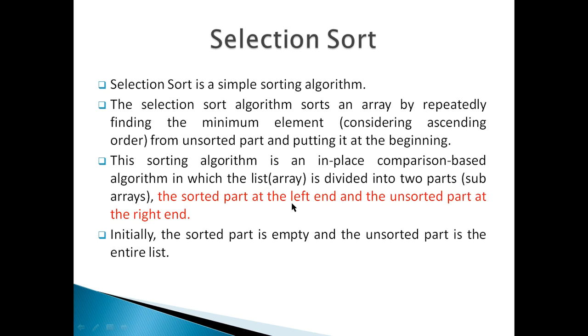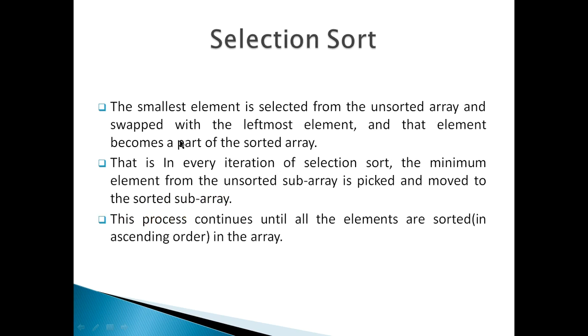The first one is the sorted part, which we will have at the left side, and the next is the unsorted part, which will be at the right side. Initially, when we start our sorting process, the sorted part will be empty and the unsorted part itself is the entire array. The smallest element is selected from the unsorted array and swapped with the leftmost element. In the first iteration, the smallest element is selected from the unsorted array and put at the leftmost side.